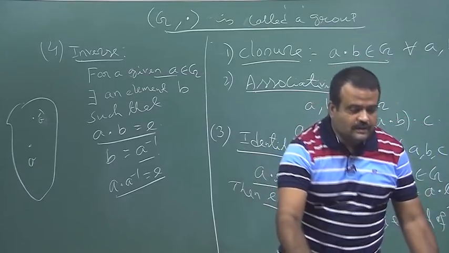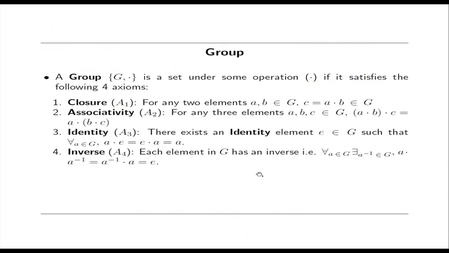Okay, so let us just come to this slide. This is the set G, and with the operator dot, this dot is the binary operator, and these are the following properties. This is the closure property. For any two elements A, B, A dot B must belong to G. This is the associativity property: A dot B dot C is equal to A dot B dot C.